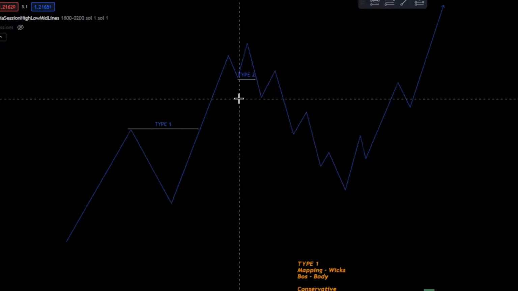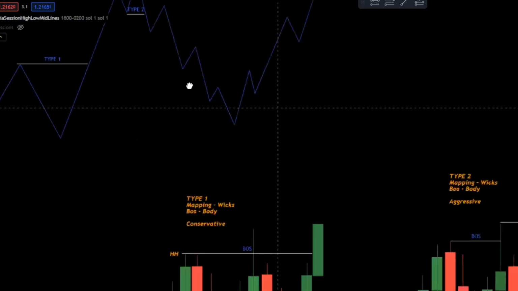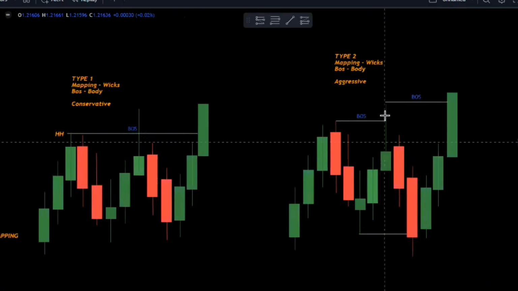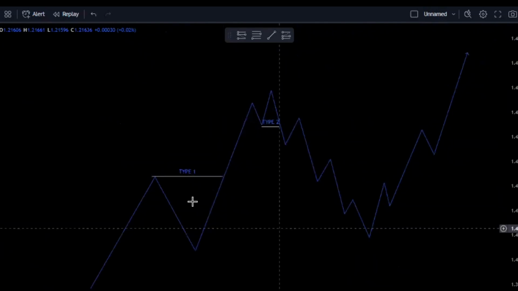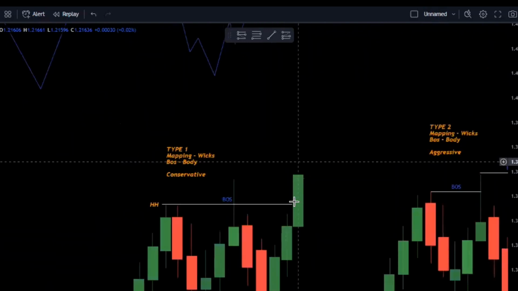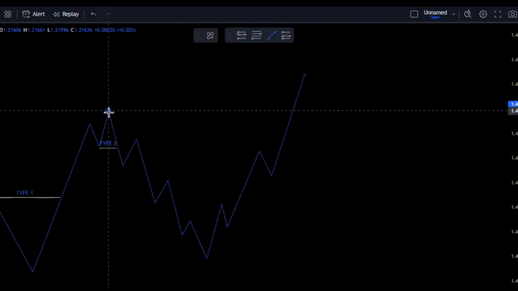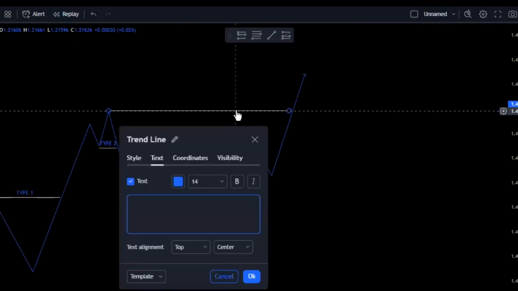When we are looking at internal structure shifts, we can apply the wick, which is this aggressive approach here. Even if we see a wick closing below the low, we can consider an internal market structure shift. But if it's the overall trend, like this one here, we want to make sure that price breaks above it with a full-bodied candle. Does that make sense to you? So at this point, where we have a major break of structure, we want to consider type 1.